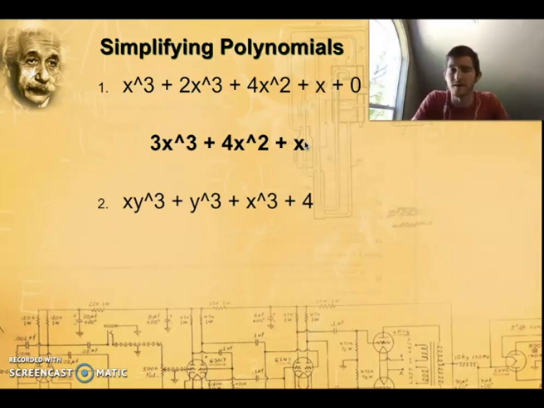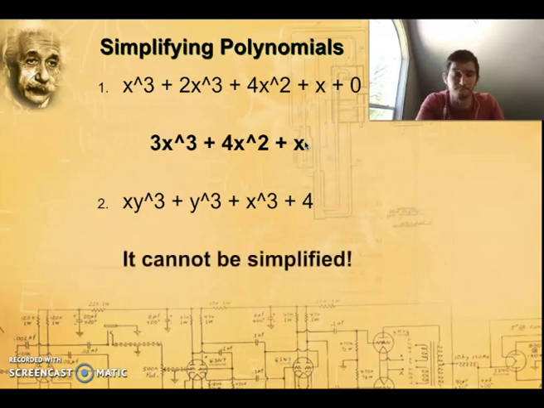All right, so our next one, xy cubed plus y cubed plus x cubed plus 4. So how would we simplify this one? What do we think? We can't simplify it because xy is not the same as y. It's not the same as x. It's its own type of term. So we can't combine y cubed with xy cubed. We can't combine x cubed with y cubed. And so it's a trick question. It cannot be simplified.